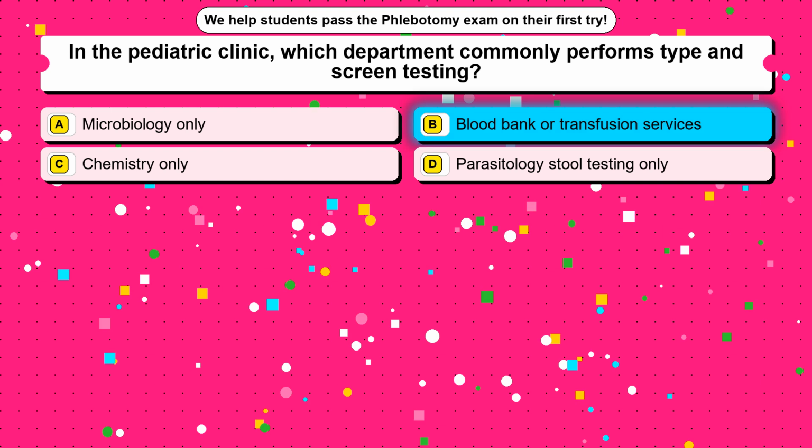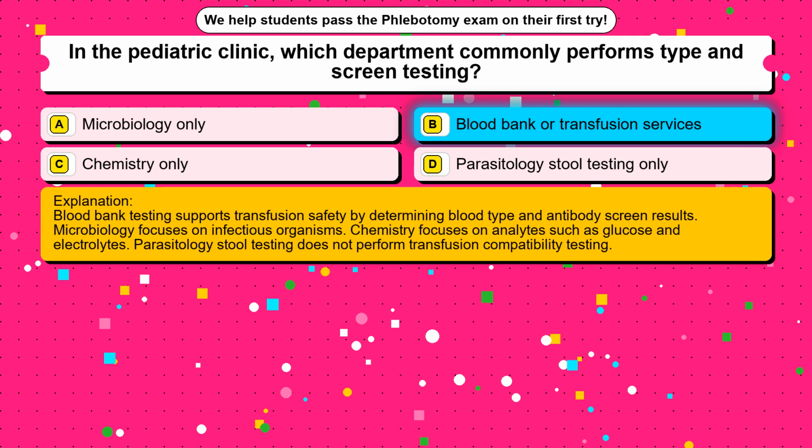Blood bank or transfusion services. Blood bank testing supports transfusion safety by determining blood type and antibody screen results. Microbiology focuses on infectious organisms. Chemistry focuses on analytes such as glucose and electrolytes. Parasitology stool testing does not perform transfusion compatibility testing.